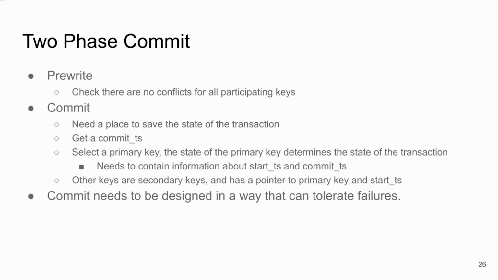The way it works is that for the other keys, other than the primary key, you have a pointer to your primary key and the start timestamp of your transaction, so that even if the other keys cannot commit due to some failure, when another transaction checks this key, it can check the state of the primary key and determine whether this transaction is committed or not. This makes sure that anything that is committed, even if the changes happen in multiple keys, and these multiple keys can be on multiple machines, can be done in an atomic fashion. So this has to be designed in a way that the transaction or anything can fail at any time.